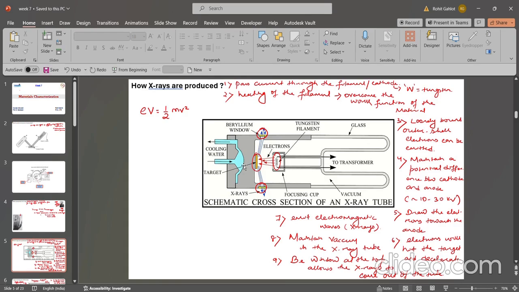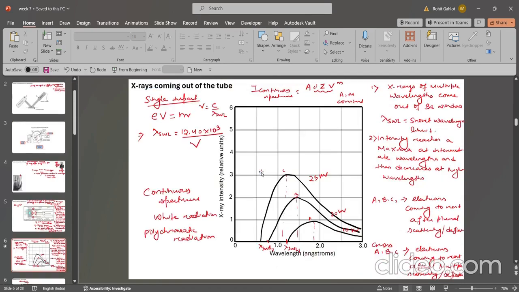So we maintain a proper vacuum system in the X-ray tube, and the beryllium window at the top allows the X-rays to come out of the tube. So this is the beryllium window. From here, your X-rays start to come out of the tube, and then they are sequentially collimated and fall on your sample. I hope this is clear.